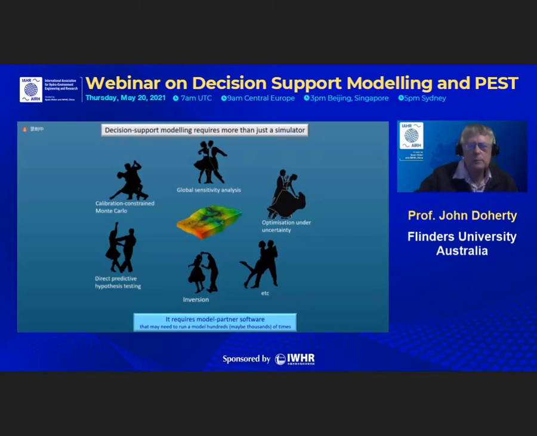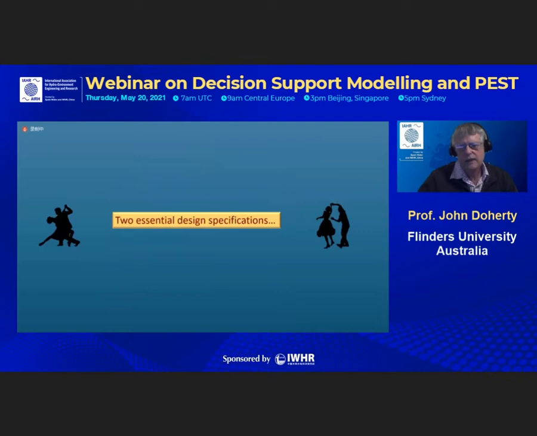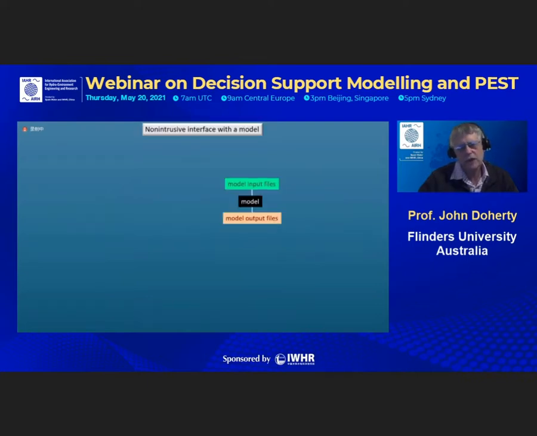But between PEST and PEST++ or other software which does similar things that other people may write, it's these dancing partners that are just as important as the simulators if we're going to do decision support modelling correctly. And these dancing partners have two fundamental design specifications. The first thing is they've got to have a non-intrusive interface with the model. Now, what do I mean by non-intrusive?